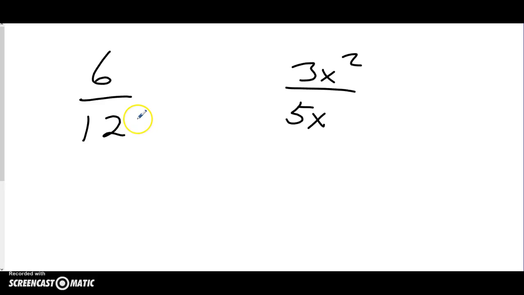Okay, guys, it's day 3 of Unit 3, I guess, Chapter 2. We're looking at simplifying rational expressions. So just a little bit of review. All we're looking at are fractions. We're trying to simplify fractions.